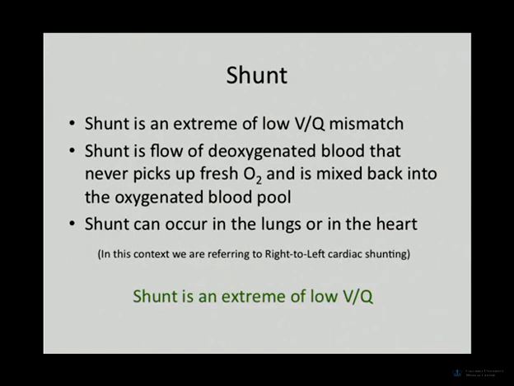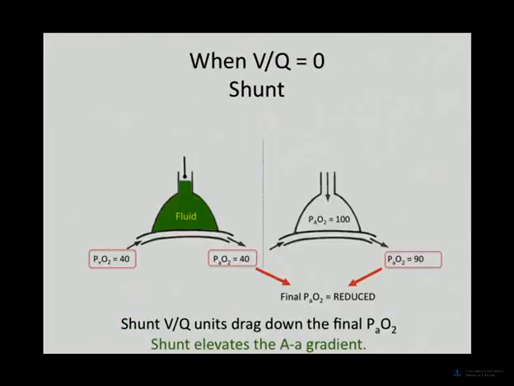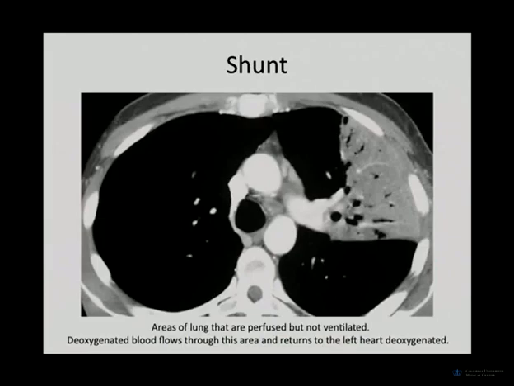And like I said, it's basically just deoxygenated blood that never picks up fresh O2 mixed in with the final blood pool. And it can occur in the heart as well. Right to left shunt, if you have very high pressures in the right side of your heart, can give you the same bypassing of the pulmonary circulation, deoxygenated blood at the alveolar level, at the macro level, added to the final blood pool. Okay, does this occur?